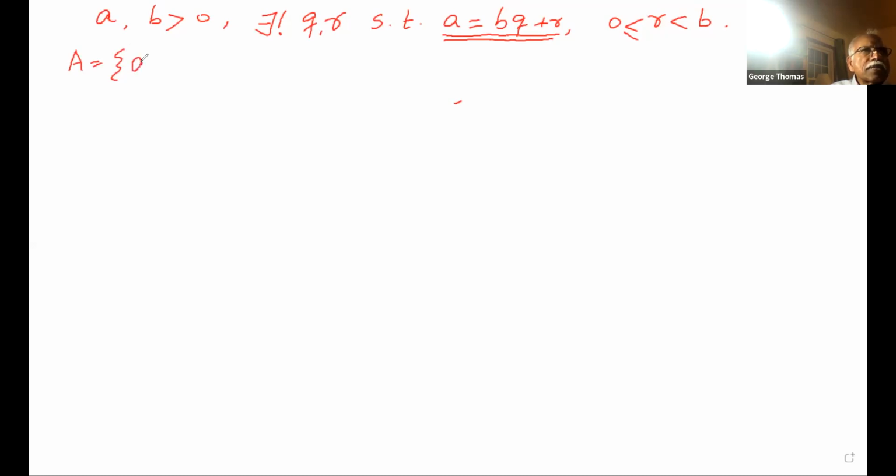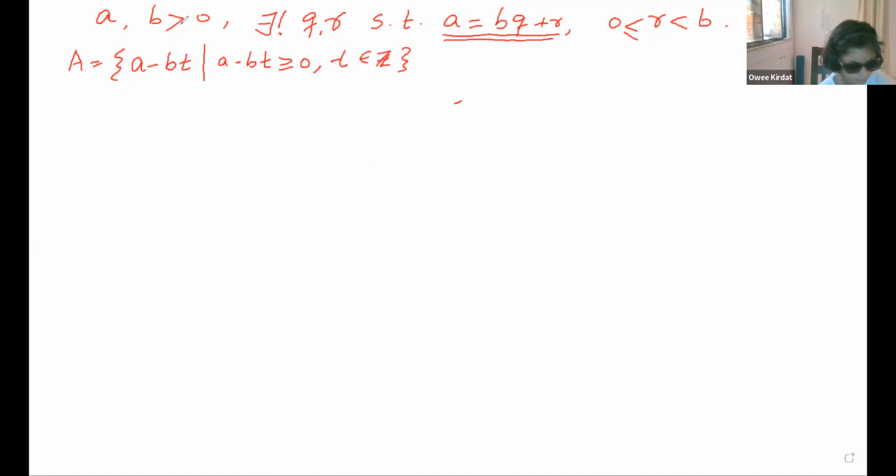Yesterday, to prove it, we used a set. We did consider this set, a minus bt, where a minus bt was bigger than or equal to 0 and t came from Z. Didn't we consider this set? You don't have to write it down. Yes, we did. Given b bigger than 0, we are dividing by b.